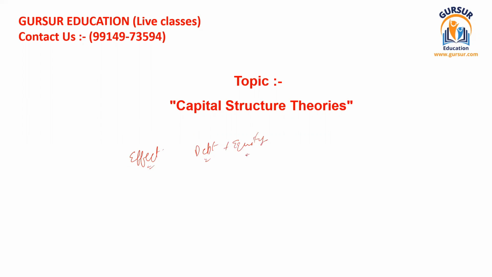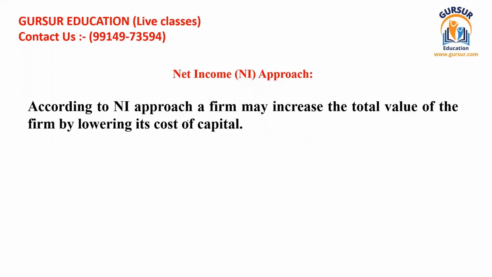One by one we shall be covering all these theories. The first theory is a very famous theory, the net income theory or net income approach. What does this theory say? This theory says that you have to use as much debt as possible, and if you do that, it ultimately leads to two results. The first result shall be maximization of value to your company and minimization of overall cost of capital.